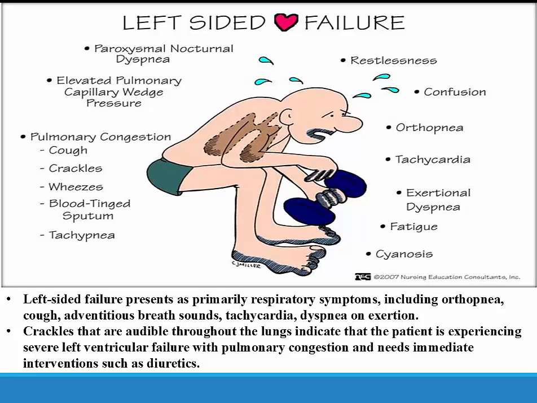Left-sided failure presents as primarily respiratory symptoms including orthopnea, cough, adventitious breath sounds, tachycardia, and dyspnea on exertion. Crackles that are audible throughout the lungs indicate that the patient is experiencing severe ventricular failure with pulmonary congestion and needs immediate intervention such as diuretics.